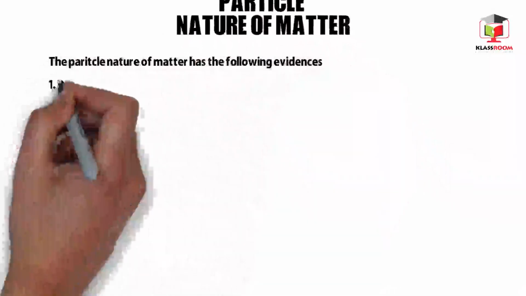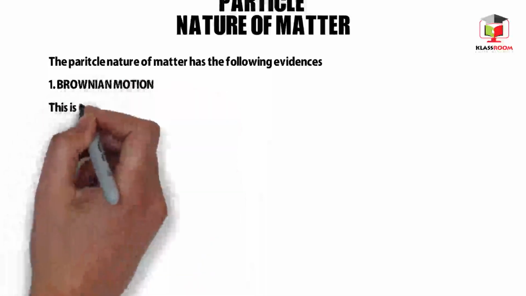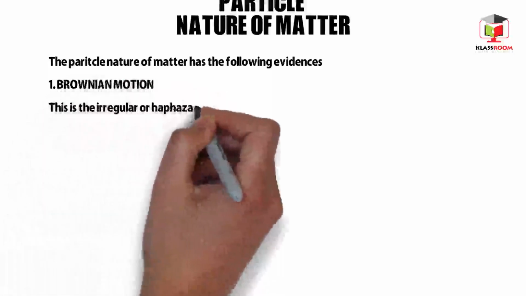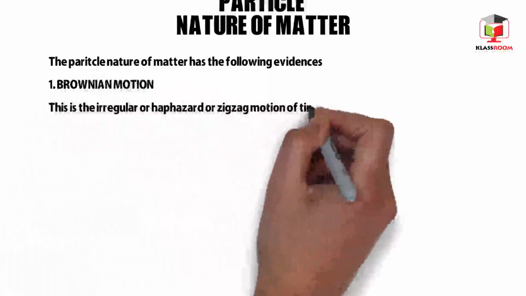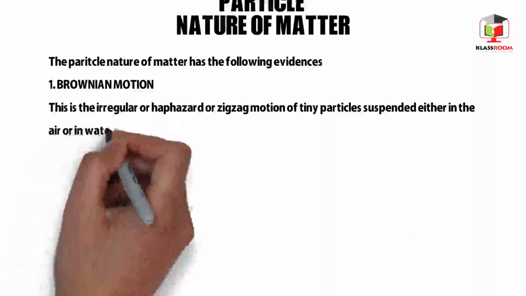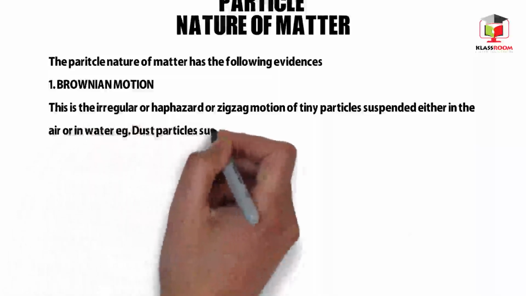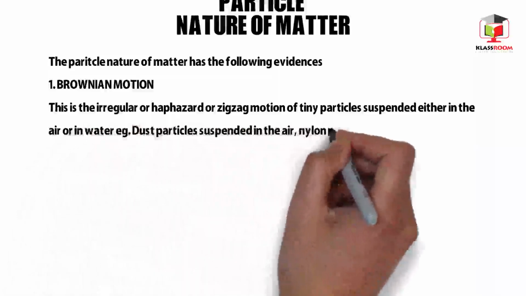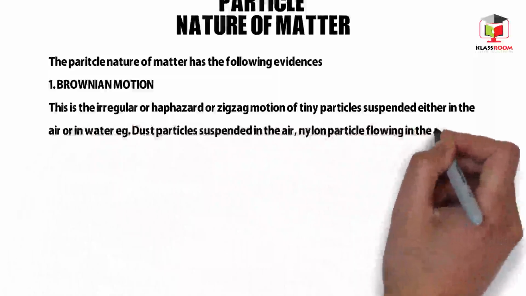Number 1, Brownian motion. This is the irregular or haphazard or zigzag motion of tiny particles suspended either in air or in water. Example: dust particles suspended in air. Another example: nylon particles flowing in air due to the presence of air.